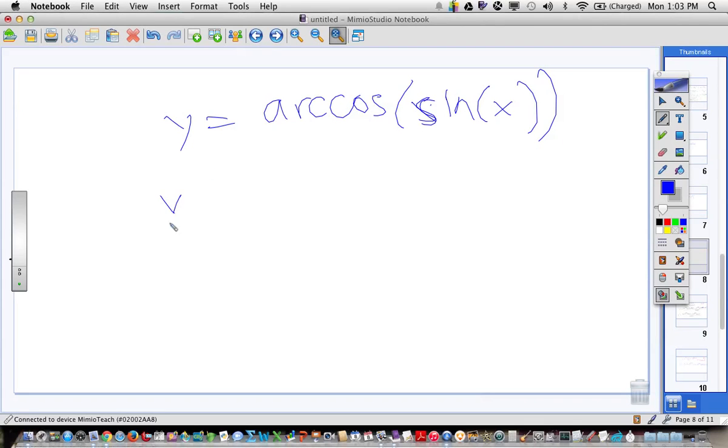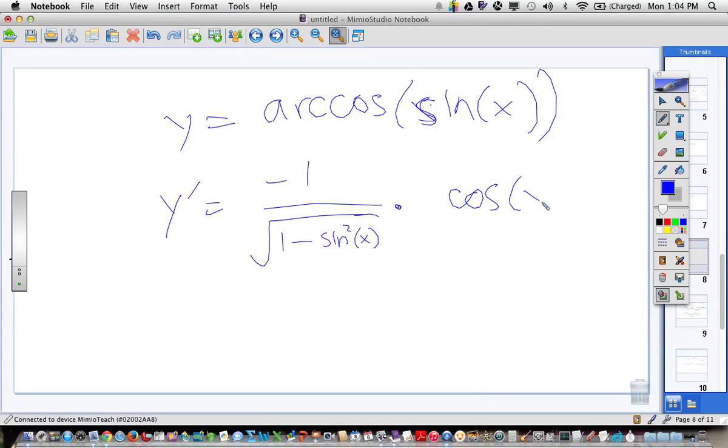Okay, this would simply be, all right, we're going to do the derivative. The outer function is arc cosine, so that's -1 over the square root of 1 minus the inside squared, which would be sine squared, times the derivative of the inside, which is cosine x. Now, this was actually like one of your homework problems. I think you had to do something similar to this, right?